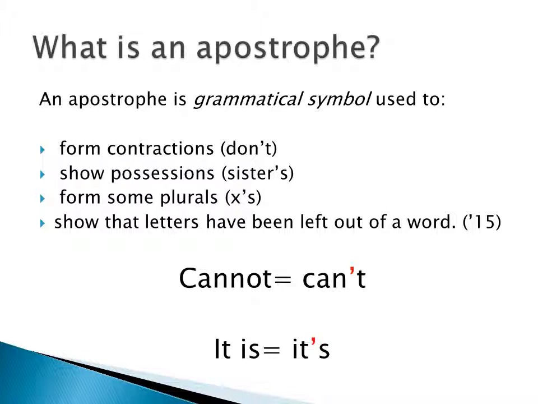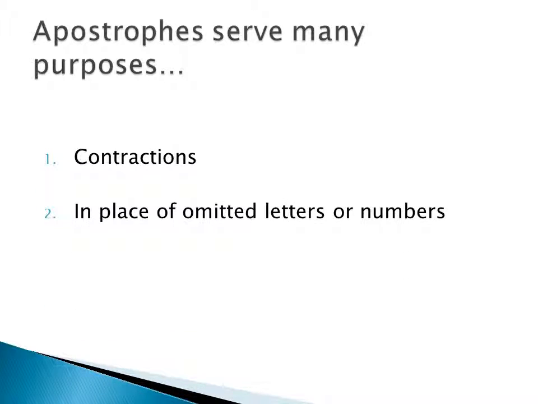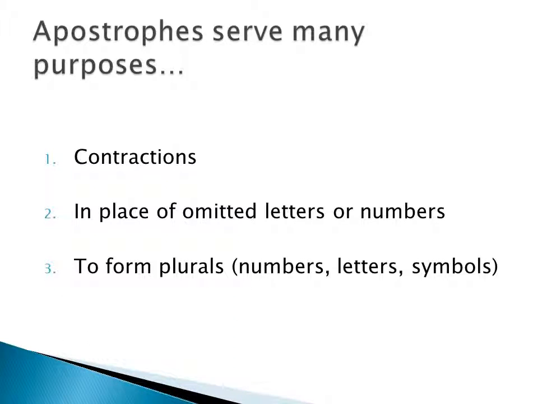It is was turned into it's, spelled I-T apostrophe S. The apostrophe, also colored in red, takes the place of the I in the word it. Apostrophes serve many purposes, but today we're going to focus on just three. Apostrophes used in contractions, apostrophes in place of omitted letters or numbers, or apostrophes to form some plurals, such as with numbers, letters, or symbols.